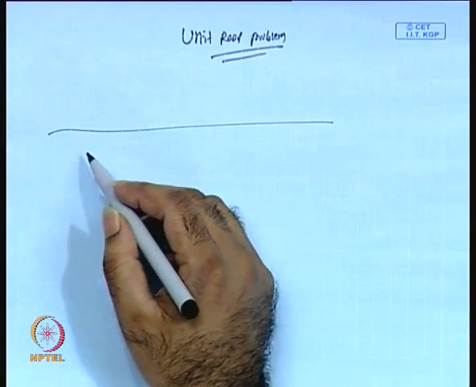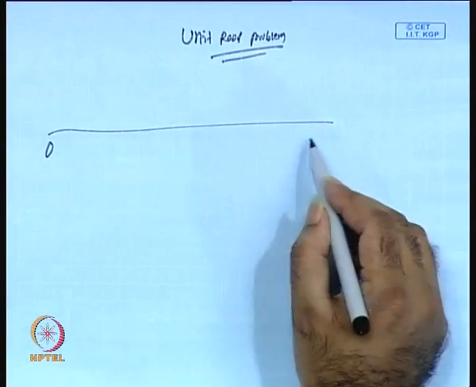Statistically, what is a unit root? A unit root gives a signal to the stationarity issue. Now what is meant by stationarity? In a statistical framework, stationarity means constant mean, constant variance and constant covariance. For instance, we have a timeline like this, let us say 0 to 500.